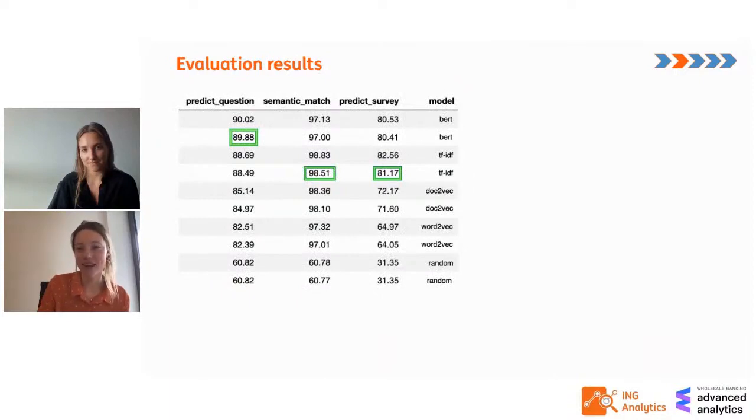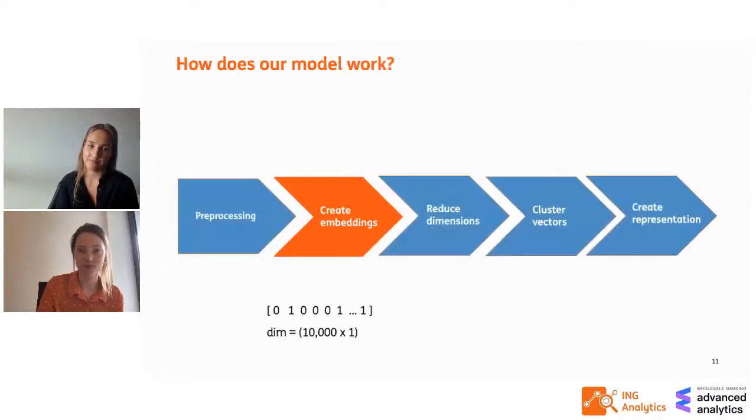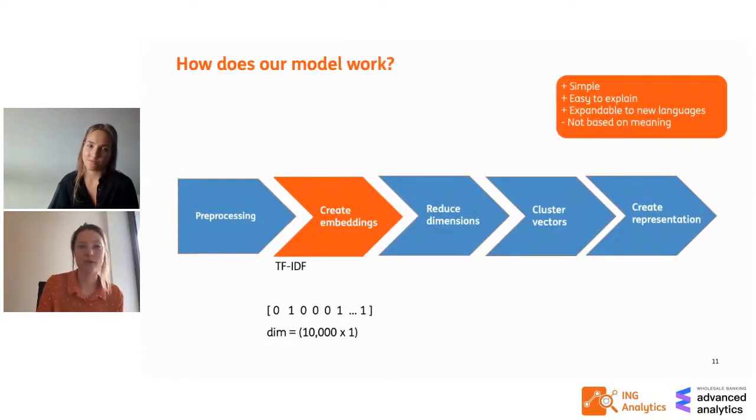So over here in this table, you can see the accuracy of each of the tasks for each of the models on the training and test set. You can see that BERT had the highest score on the predict question, TF-IDF on the semantic match, and TF-IDF also on the predict survey. After also a more manual evaluation together with the evaluation framework, we decided to go for TF-IDF.